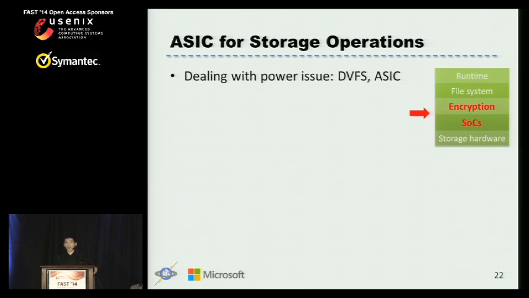So dealing with the power issue is not a new problem. Researchers have been working for a few decades to deal with the power issue of mobile devices or embedded system devices. DVFS and ASIC are the two major approaches. The idea of DVFS, or dynamic voltage and frequency scaling, is that you can dynamically adjust the voltage or frequency based on the workload or utilization of the system.